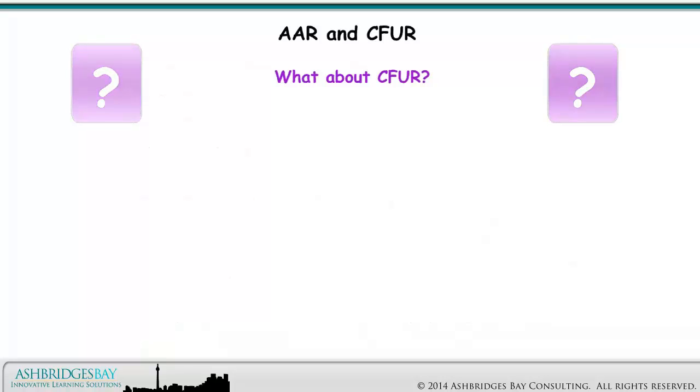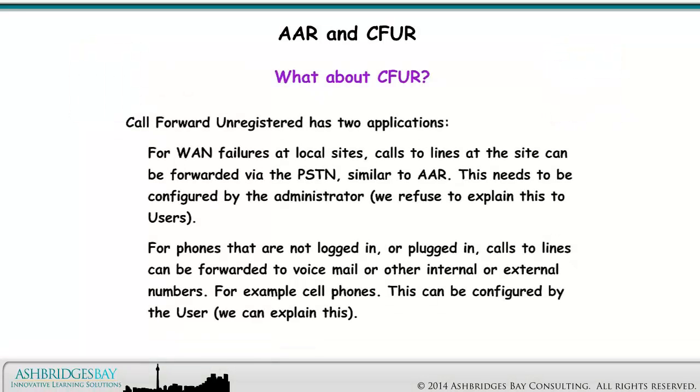What about CFUR? Call Forward Unregistered has 2 applications. For WAN failures at local sites, calls to lines at the site can be forwarded via the PSTN, similar to AAR. This needs to be configured by the administrator. We refuse to explain this to users, and it doesn't work anyway. And for phones that are not logged in or plugged in, calls to lines can be forwarded to voicemail or other internal or external numbers, for example, cell phones. This can be configured by the user. We can explain this.